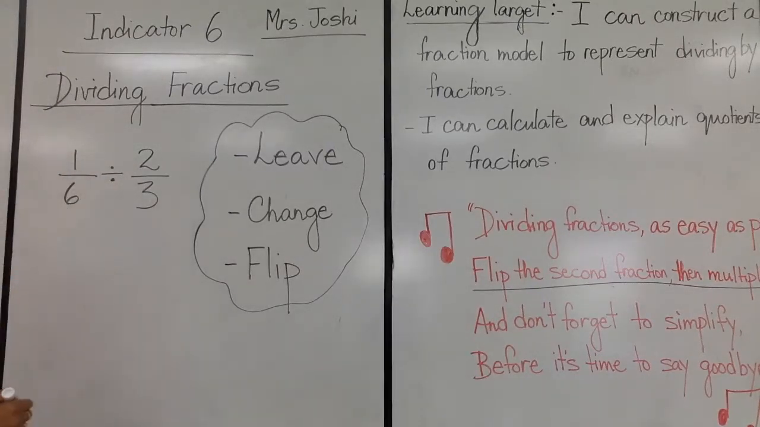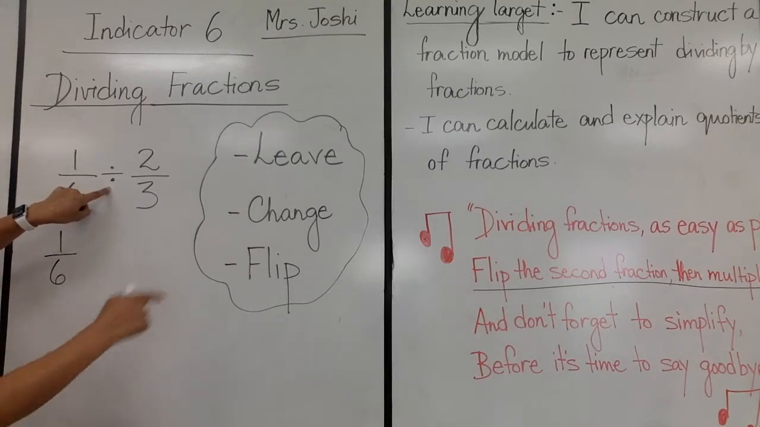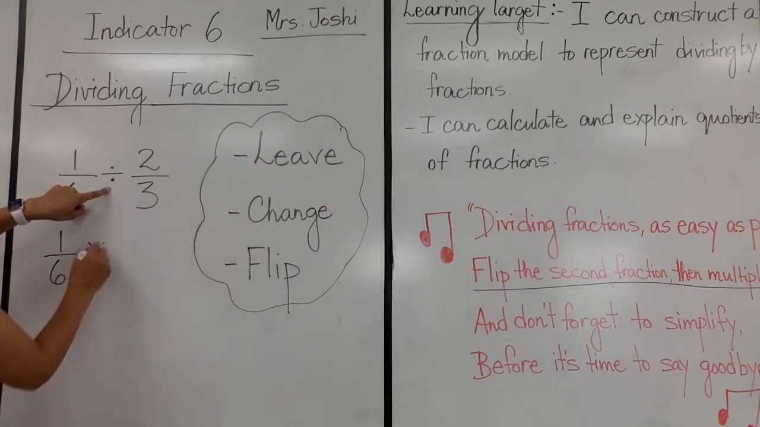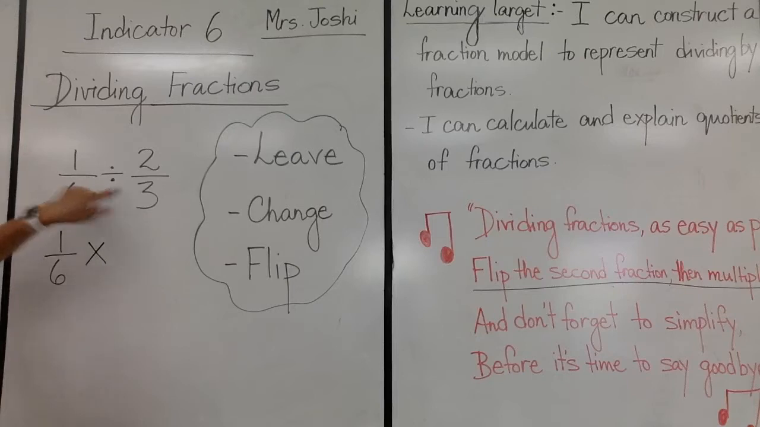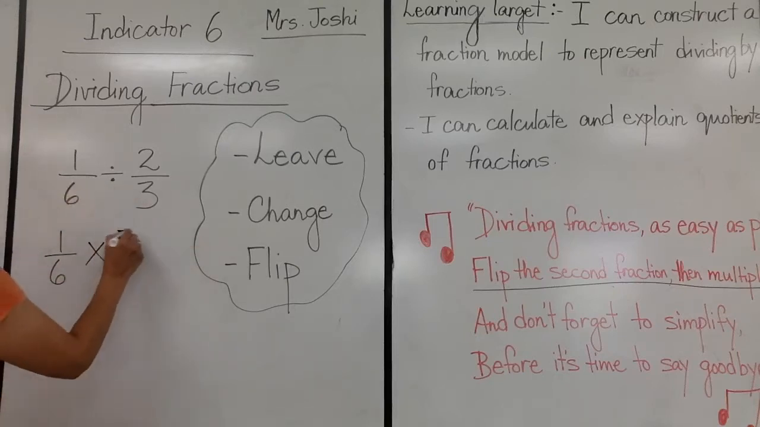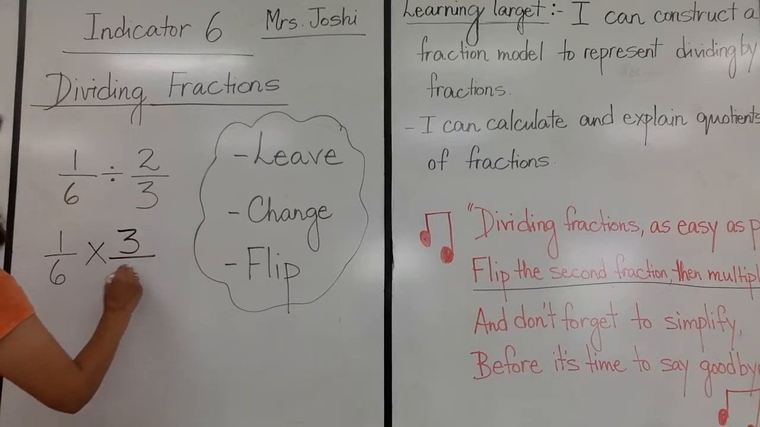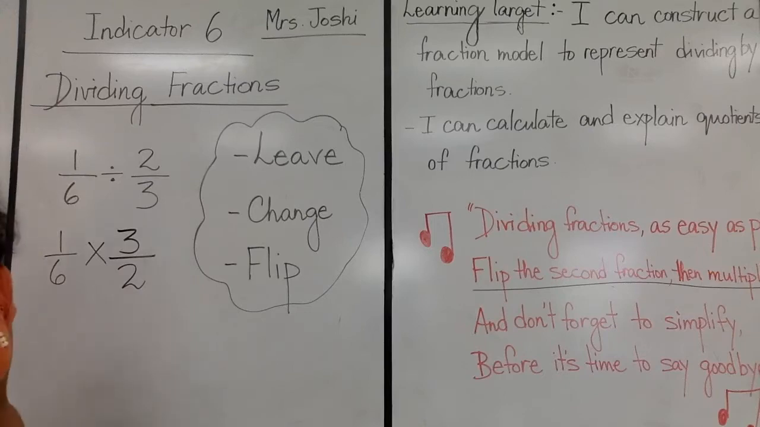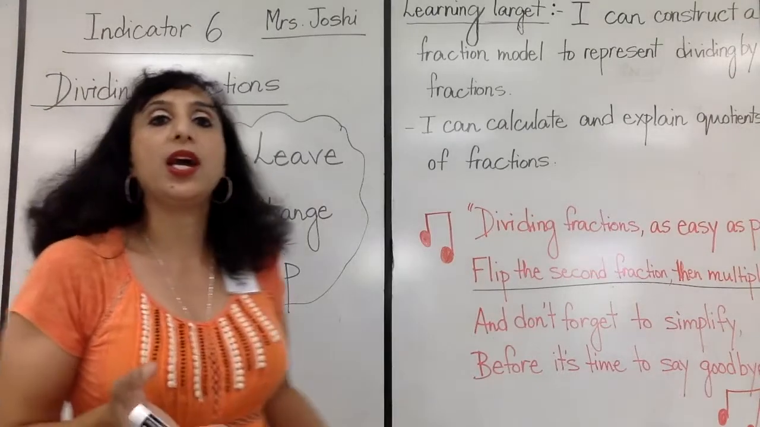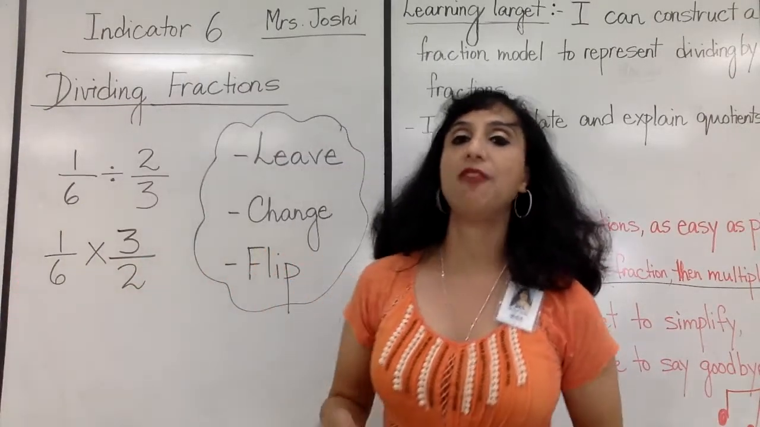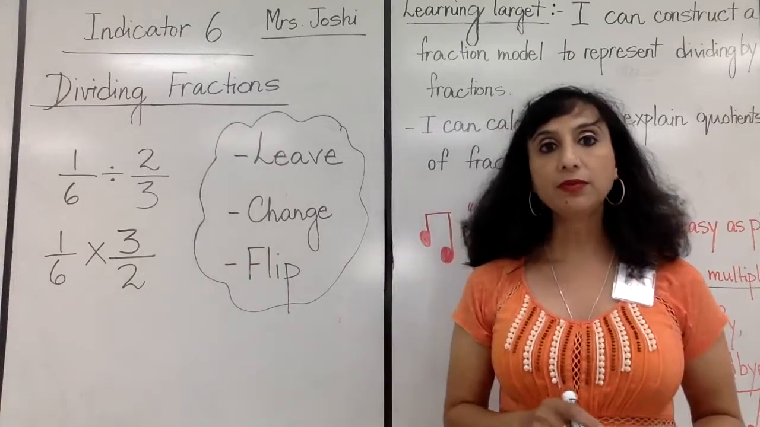So look what I just said. Leave the first number alone. That means I bring it down just as is. Don't touch it. Just bring it down as it is. Leave it alone. Change the division to multiplication. Flip the next fraction. So 2/3 will become 3/2. And then now we are at the exact same lesson of multiplying fractions.